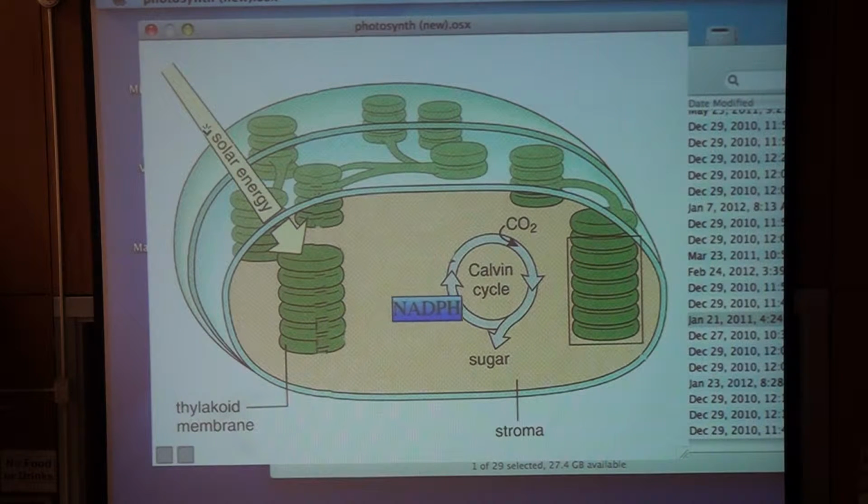The mesophyll cells are the cells where the photosynthesis takes place. So this chloroplast you see here is inside a mesophyll cell, and the mesophyll cells are in the middle of the leaves.